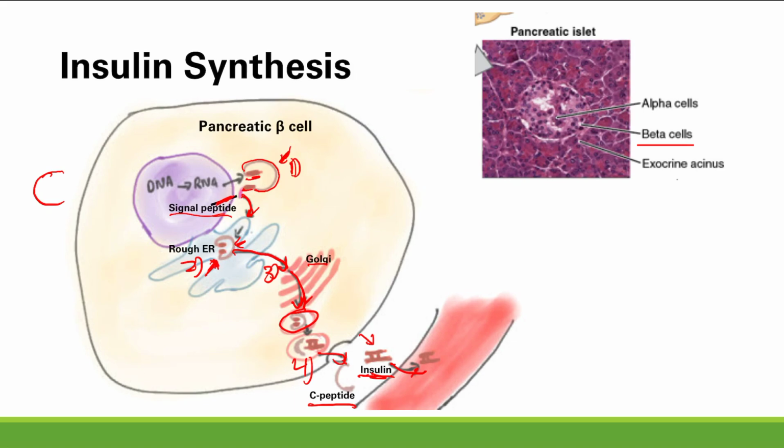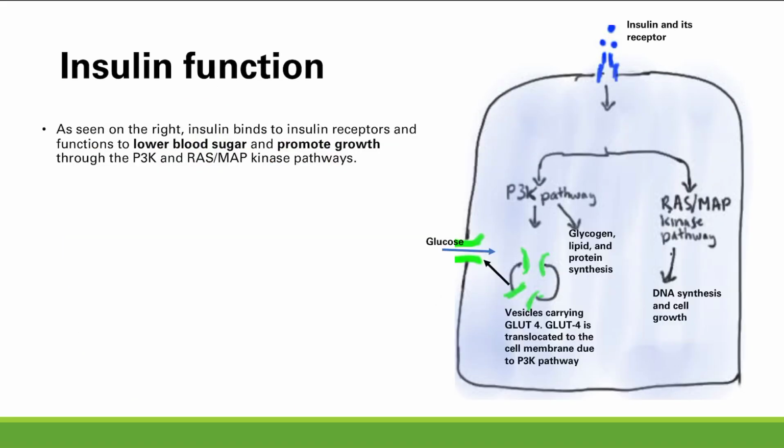And now we're going to talk about insulin effects. So insulin binds to insulin receptors throughout the body, and the main function here is to lower blood sugar and promote growth. So lowers blood sugar and growth, means anabolic stuff. So it basically lowers blood sugar by causing cells to take up glucose and use that glucose to help build things. So it's promote growth, anabolic. It's going to build things like lipids, like proteins. It's going to make glycogen. Okay, and it's through these two pathways, the PI3K and the RAS-MAP kinase pathways.